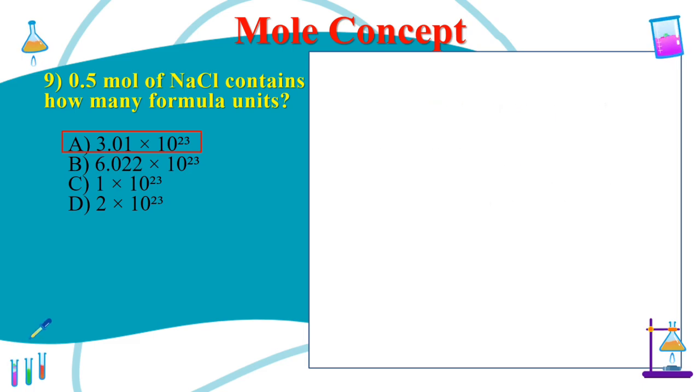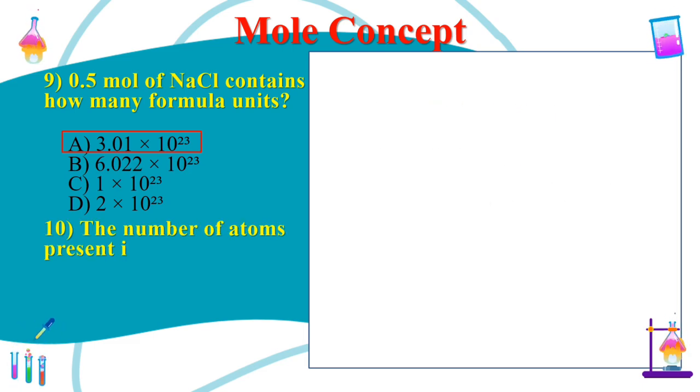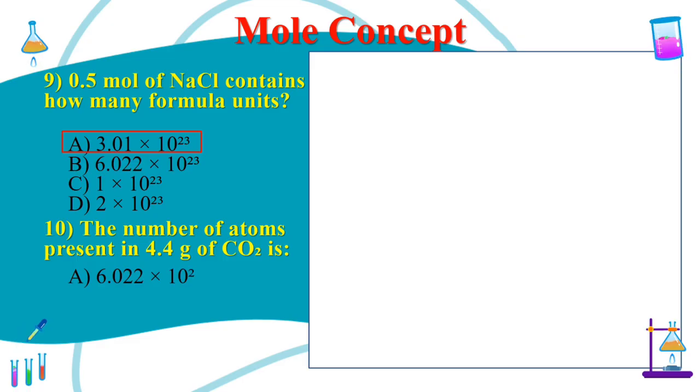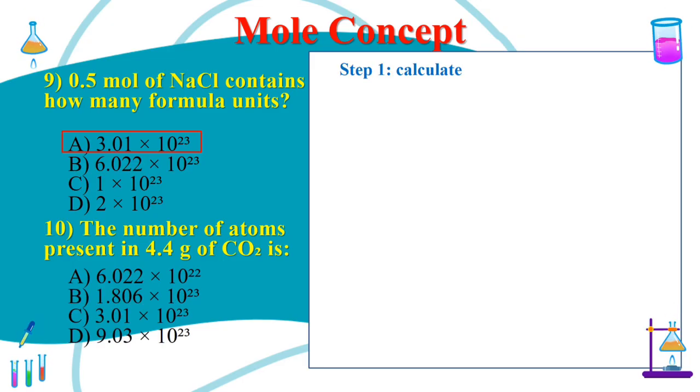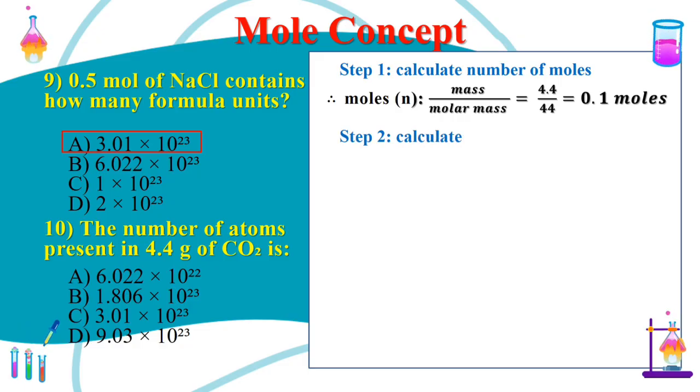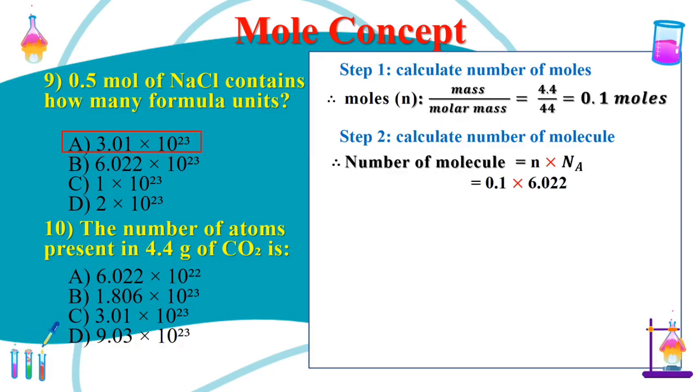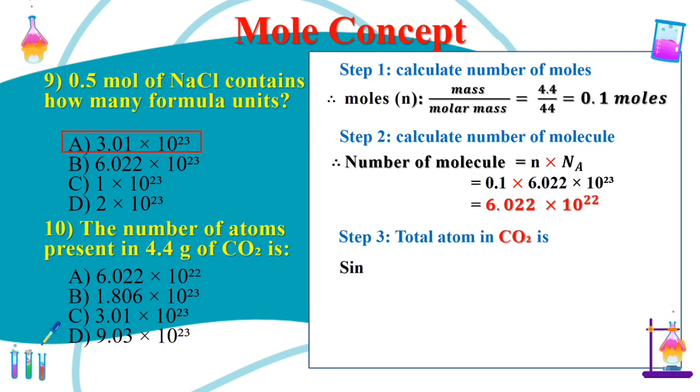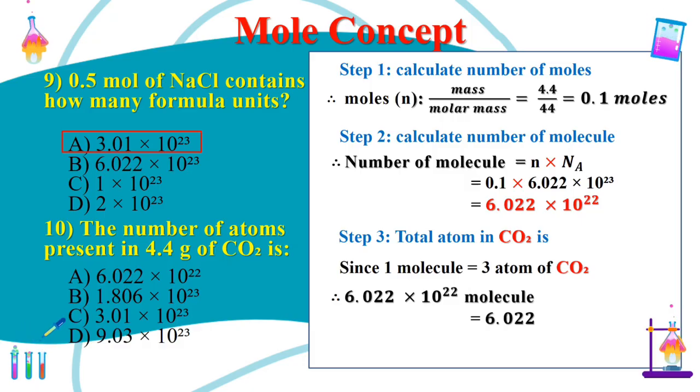Moving to the next, the number of atoms present in 4.4 gram of carbon dioxide. As we know mass and molar mass of carbon dioxide, so first we need to calculate number of moles. Substitute the values to get 0.1 mole. In the second step, calculate number of molecules using Avogadro number. It will become 6.022 into 10 raised to 22 molecules. And since one molecule contains 3 atoms, 6.022 into 10 raised to 22 molecules will contain 1.806 into 10 raised to 23 atoms.